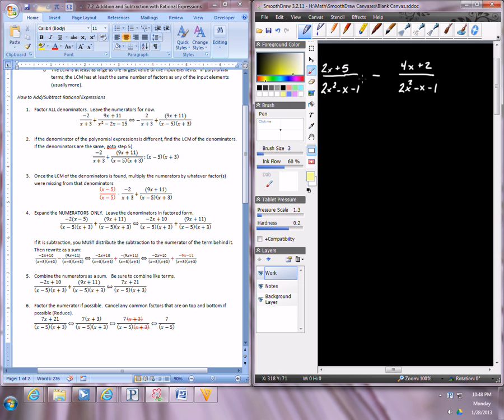You'll happen to notice that our two denominators here are the same, and so when we get down to step 2, it says if the denominators of the expressions are different, find the LCM, or the least common multiple, and if they're the same, go to step 5. So we're going to travel all the way down to step 5, after we factor all the denominators. So we need to factor these two things. To start out with, I'm simply going to rewrite the tops, and that's all I'm going to do.